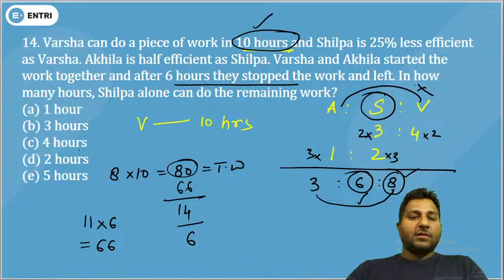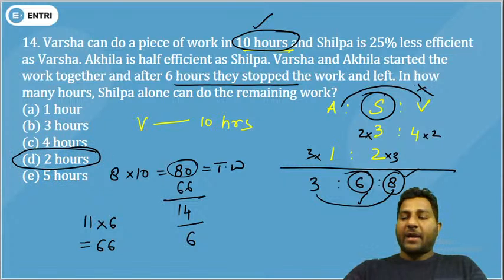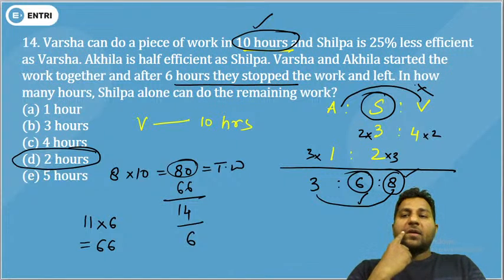So guys, your 2 hours is the correct one. I might have made some mistake in between, so you can watch it. Varsha and Akila do the work for 6 hours and they stopped the work and left. In how many hours can Shilpa alone do the remaining work? So remaining work is what? 14. That means Shilpa alone can do it in approximately 2 hours.